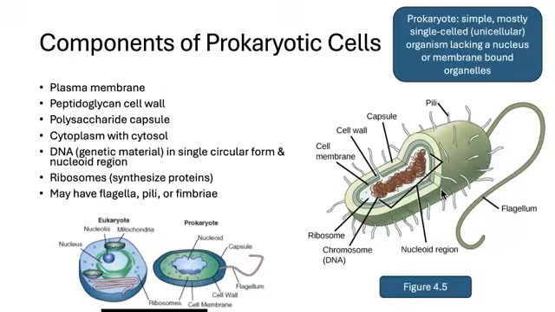And then we have our cytoplasm with our cytosol, which is going to be that fluid that we find from the plasma membrane to, well, really all throughout the cell, and it holds the genetic information within it and other organelles that it has. And our genetic information, I mentioned, will be found in a region called the nucleoid region, and our ribosomes have to be there in order to synthesize or make proteins. And lastly, some of these cells are going to have flagella, pili, or fimbriae.